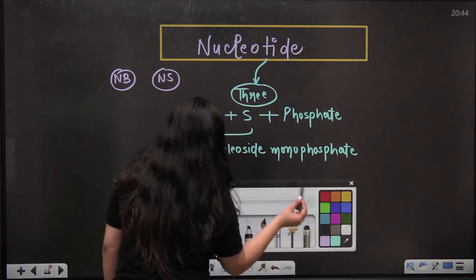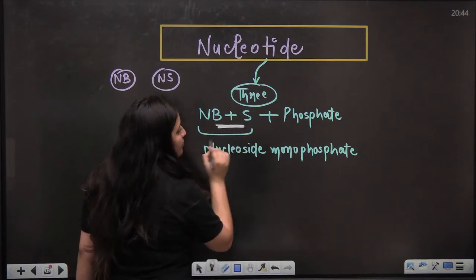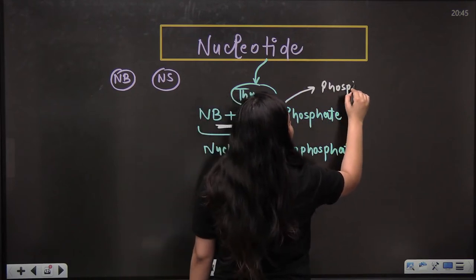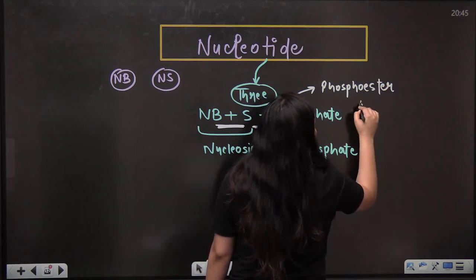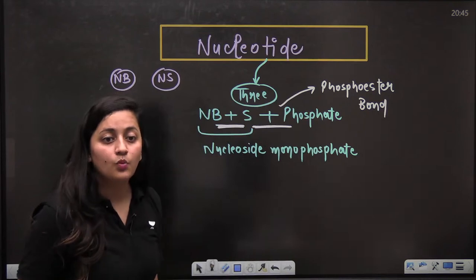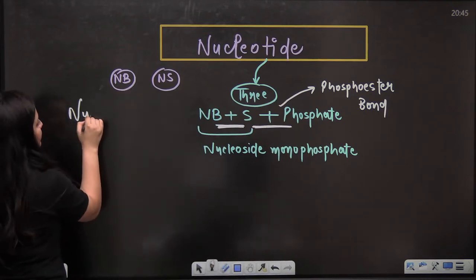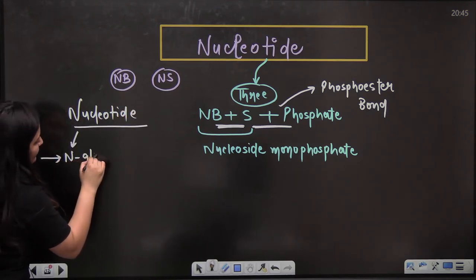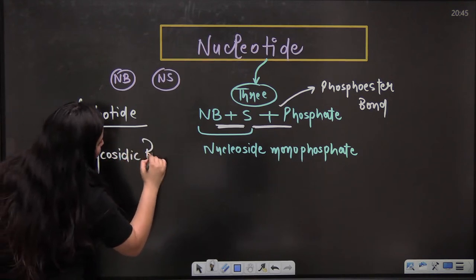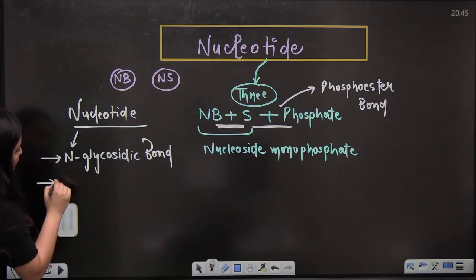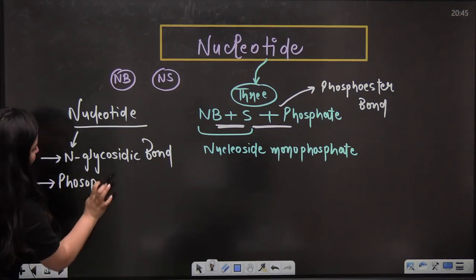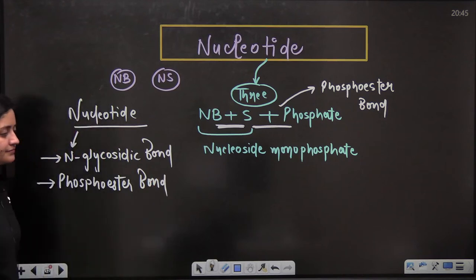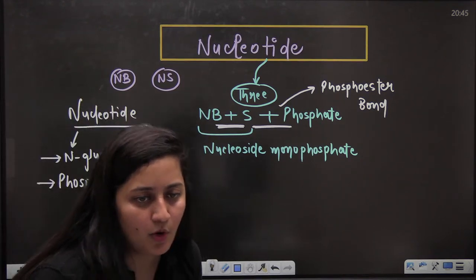And when it comes to the bonding, already here the N-glycosidic bond is there. But when it is the sugar and phosphate, then your bond is going to be the phosphoester bond. What is the bond? Phosphoester. So now, in simple words, if I ask you about the nucleotide, which bonds are there? One is your N-glycosidic bond and another is your phosphoester bond. Do not use the word diester as of now. It is phosphoester bond. Done, bachche?